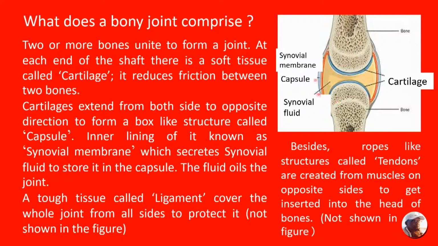So this is the explanation of this figure. Another thing is that from this side muscles extend and a rope-like structure comes and is inserted here. Similarly, from another muscle on this side, a rope-like structure comes and gets inserted on this side. These are called tendons. These are not shown in the figure.